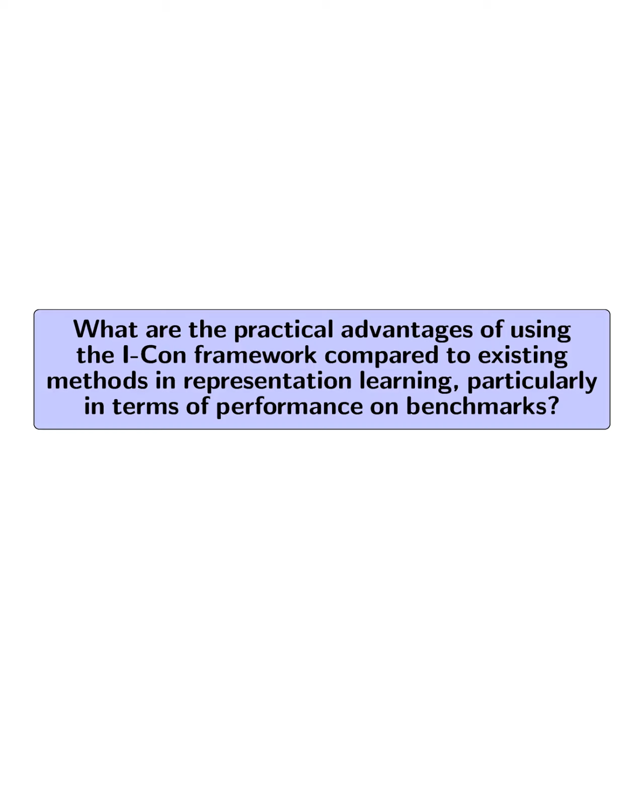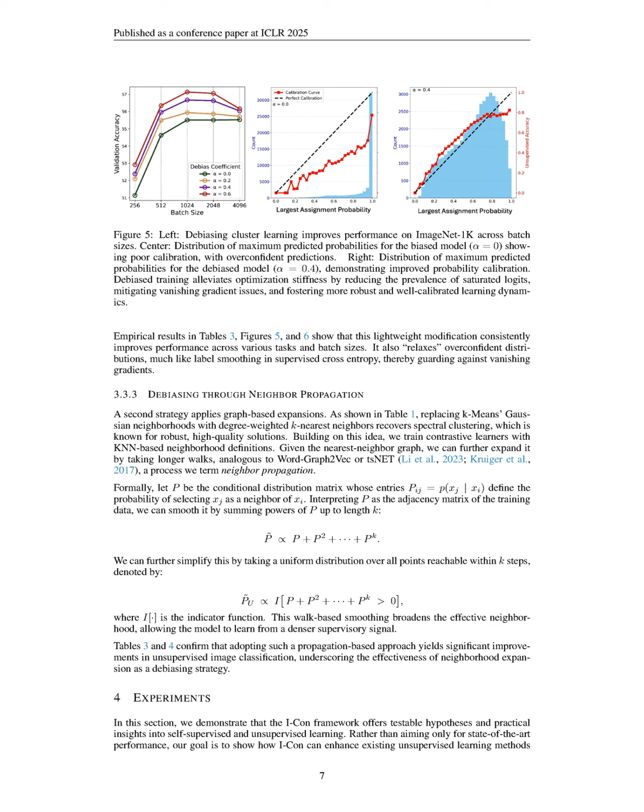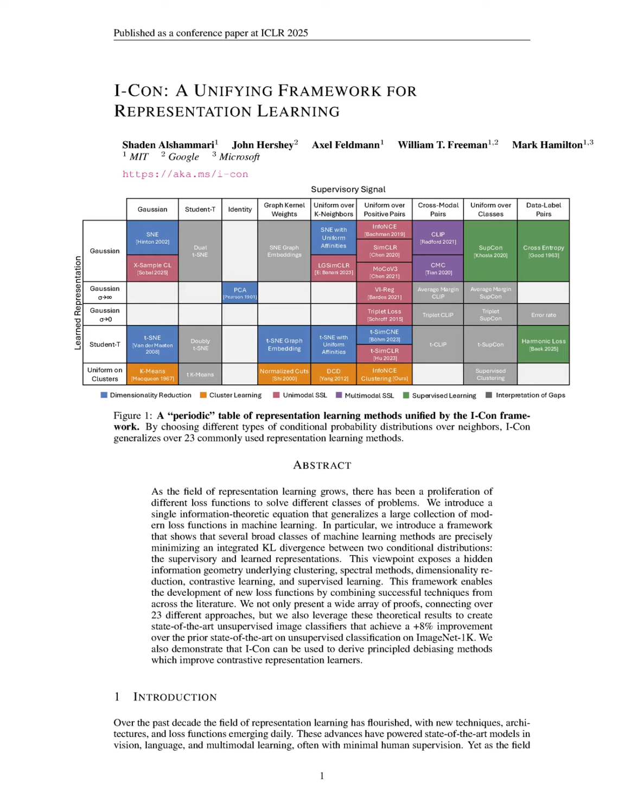What are the practical advantages of using the ICON framework compared to existing methods in representation learning, particularly in terms of performance on benchmarks? The ICON framework offers several practical advantages over existing methods. Firstly, it unifies over 23 distinct representation learning techniques under a single information-theoretic objective, which clarifies the relationships between various methods and facilitates the transfer of ideas across different domains.